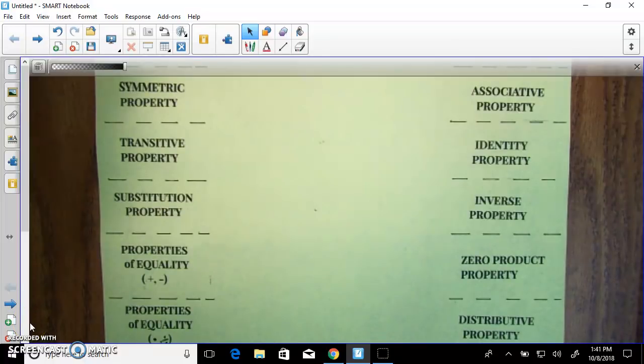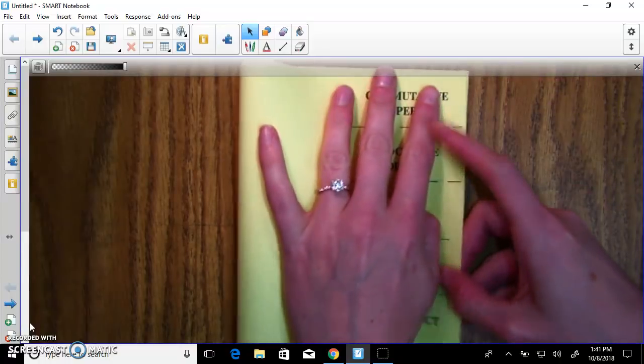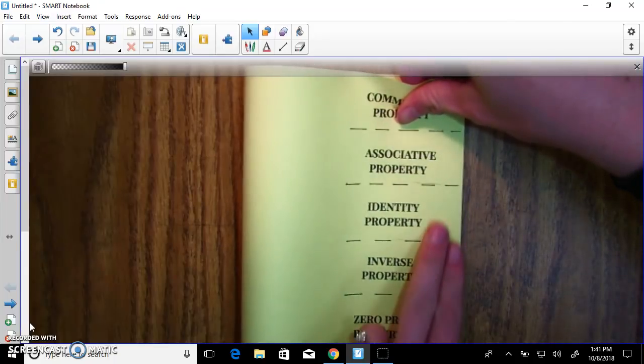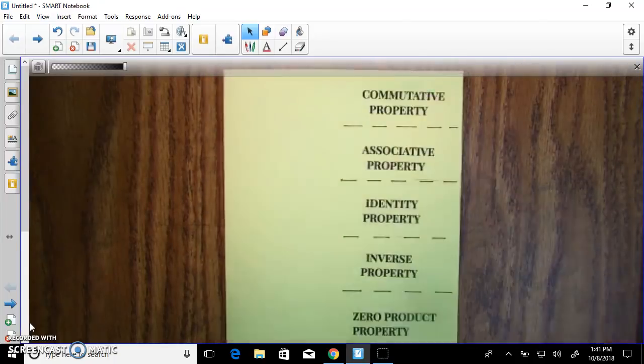So today we're making a foldable on the properties for algebra. Some of these properties you've hopefully seen before and some of them may be new. First thing we're going to do is take your foldable, flip it over, and fold it like a hamburger fold. Okay, so folding it in half, and we'll make our crease there.